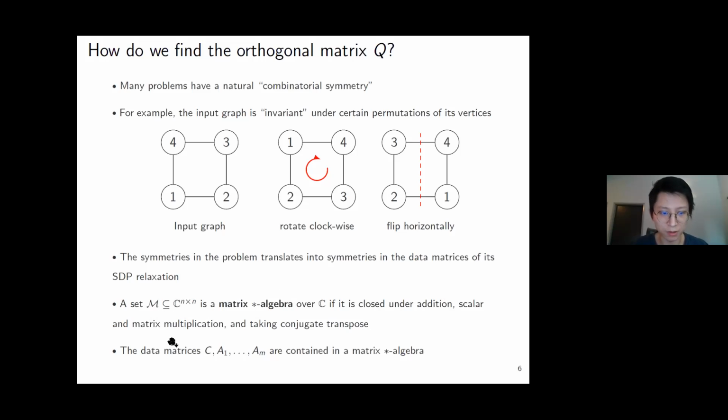So what is special about the data matrices C in the objective and data matrices A1 to AM is that if your original problem has certain symmetries in this way, this combinatorial symmetry, then this translates into a symmetry in data matrices in the sense that the data matrices are contained in some matrix star algebra. Yeah, that's the symmetry we mean here. And what does this mean? It has two important consequences.